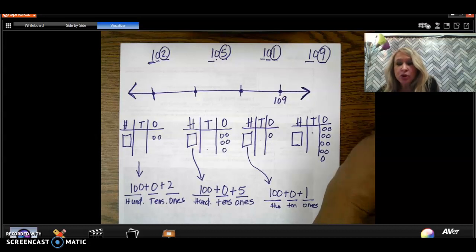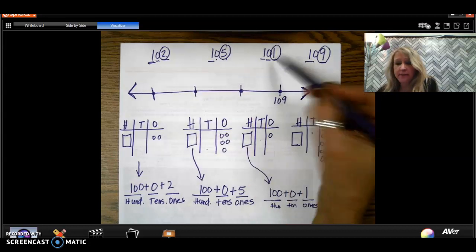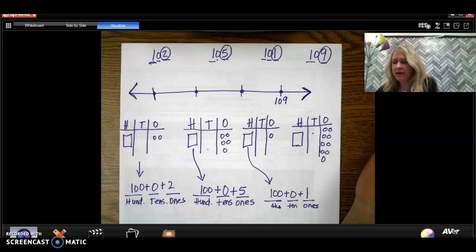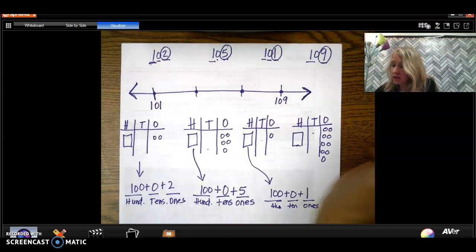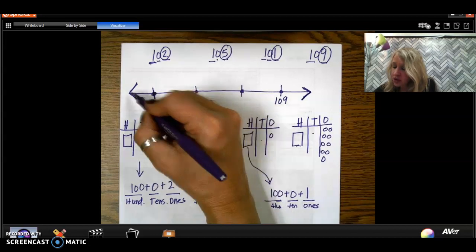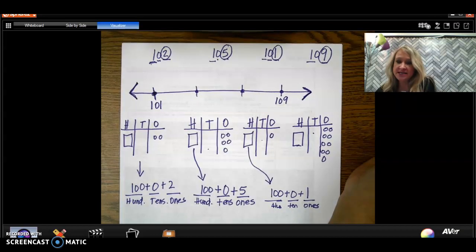Okay, which number would be the least, the smallest number? 2, 5, or 1? 1, of course. 101 would come all the way down here where the less than symbol is.